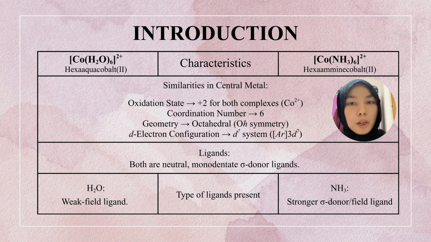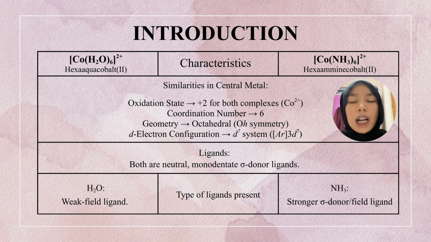So now let's jump into the baseline chemical profile for our comparative analysis. We are examining two coordination complexes, hexaaquacobalt and hexaamminecobalt. Looking at the central metal, the similarities: both complexes utilize a cobalt transition metal core in the positive 2 oxidation state, because neutral cobalt has 27 electrons. Losing its 2 valence 4s electrons leaves us with a 3d7 electron configuration. This makes both of them active d7 systems.